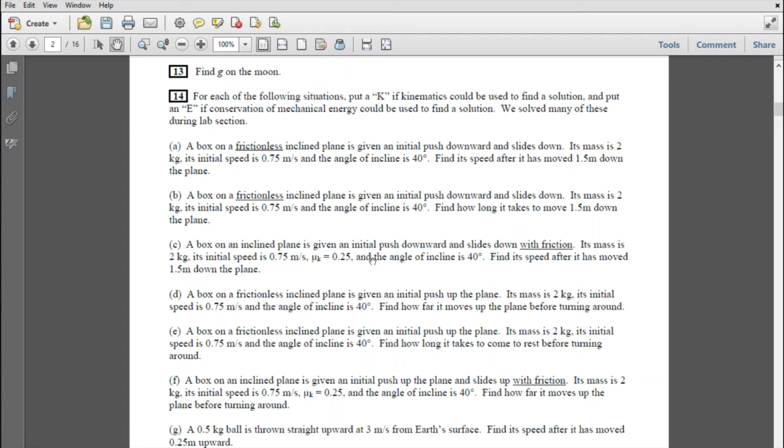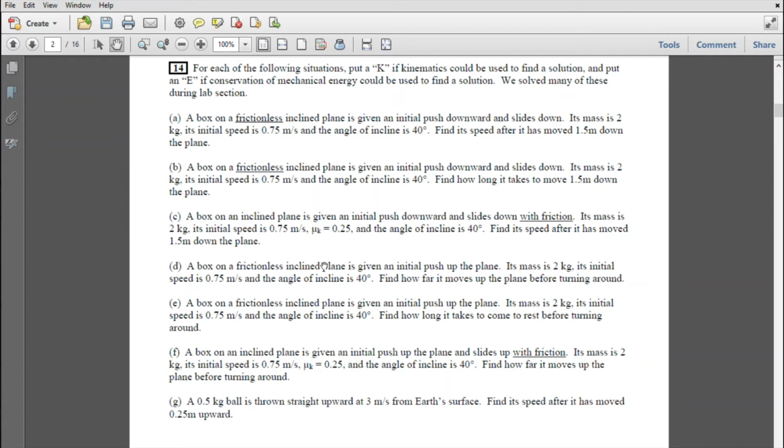C, a box on an inclined plane is given an initial push downward and slides with friction in this case. Find its speed after it's moved 1.5 meters down the plane. We certainly did problems like this in our kinematics part, so K is appropriate. We could also do it with energy methods too. In this case, again, I would take the system to be the box plus the Earth, gravity internal, and my external forces would be the normal force and the friction force. And we would have to calculate the work done by friction as it moves 1.5 meters using mu k times the normal force for that kinetic friction force.